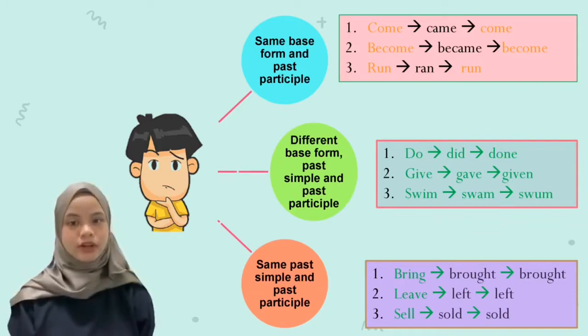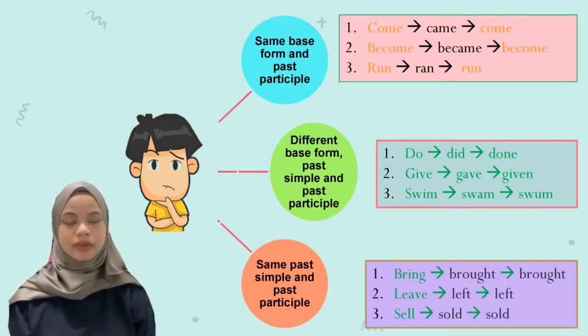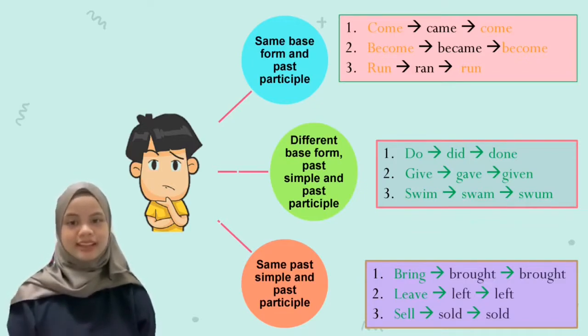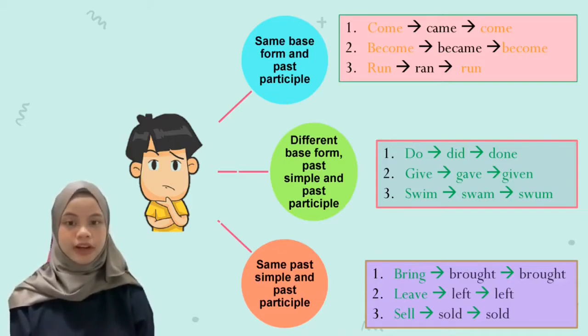In the first box, we have come, came, and come; become, became, and become; run, ran, and run. In the second box, we have do, did, and done; give, gave, and given; swim, swam, and swam. Lastly, in the third box, we have bring, brought, and brought; leave, left, and left; sell, sold, and sold.